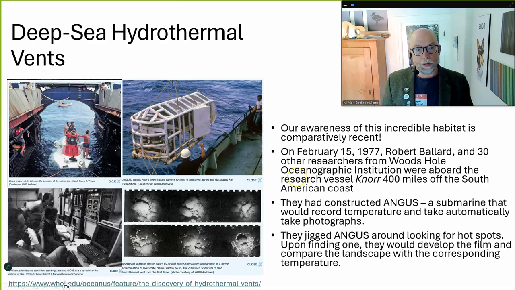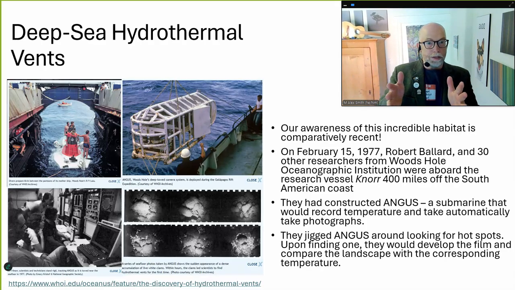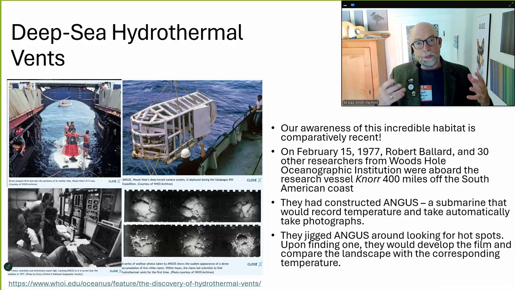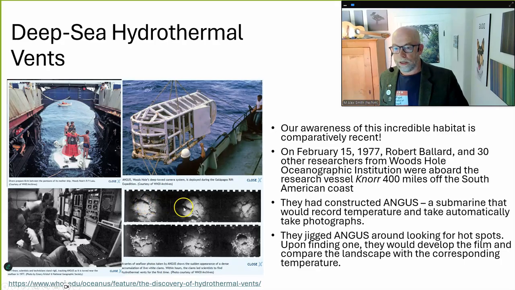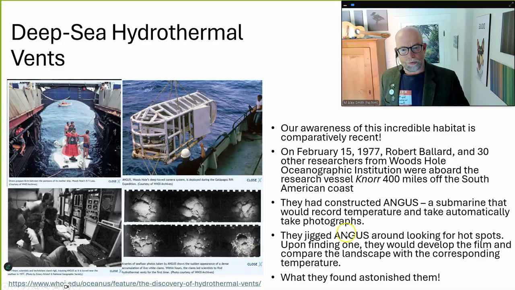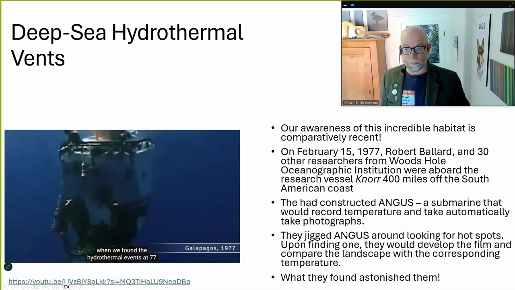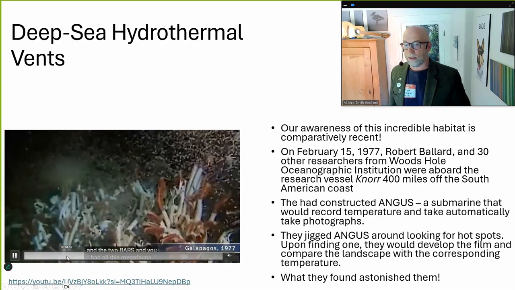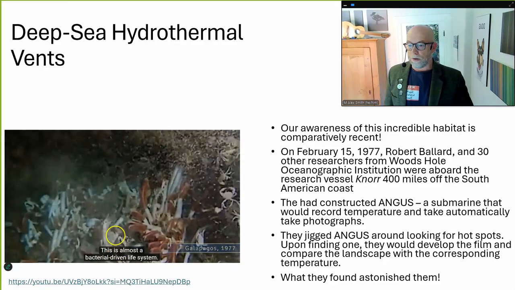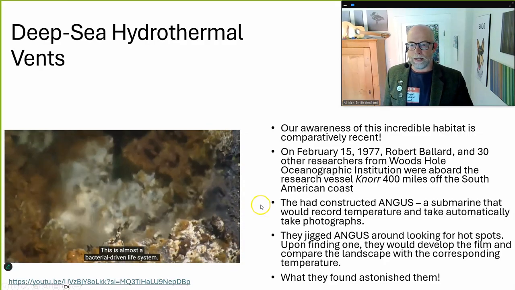And so what they would do once they reeled Angus back in was look for hot spots in that time series, because they were looking for these thermal vents, and then they would develop the film associated with those hot spots. And what they found, so this is them, bouncing and bouncing, and then dense life. And this surprised them. So there you see, at a slightly later date, not in 77, but the same location off the Galapagos: dense, dense, dense life.